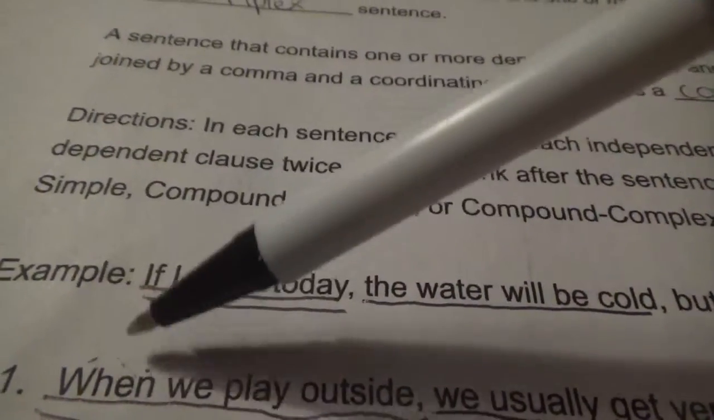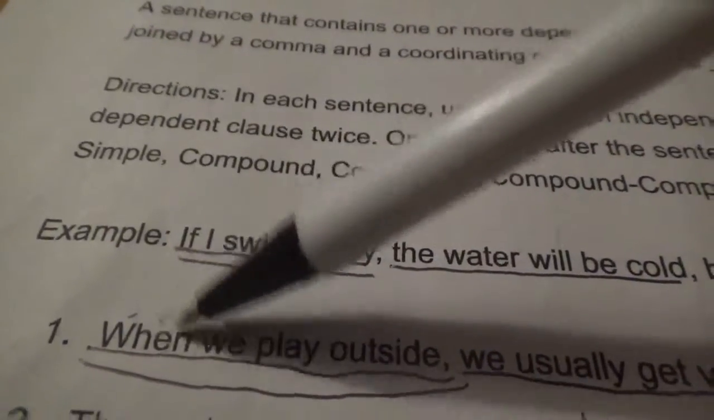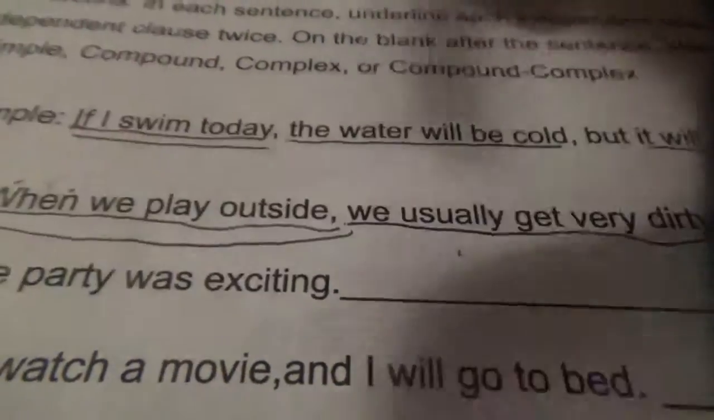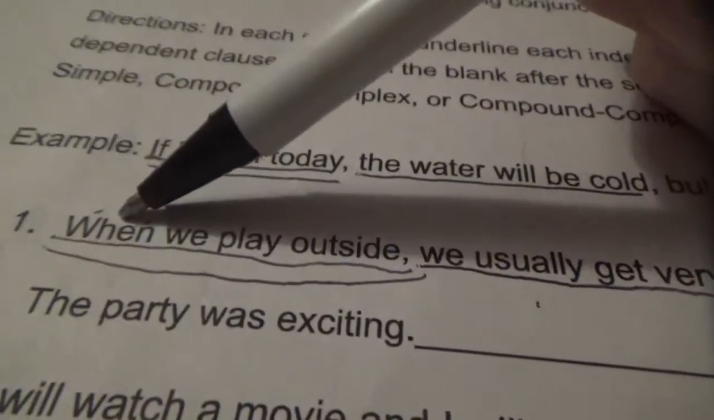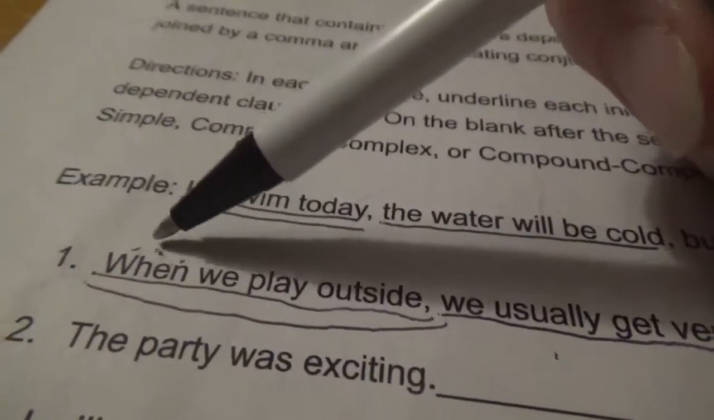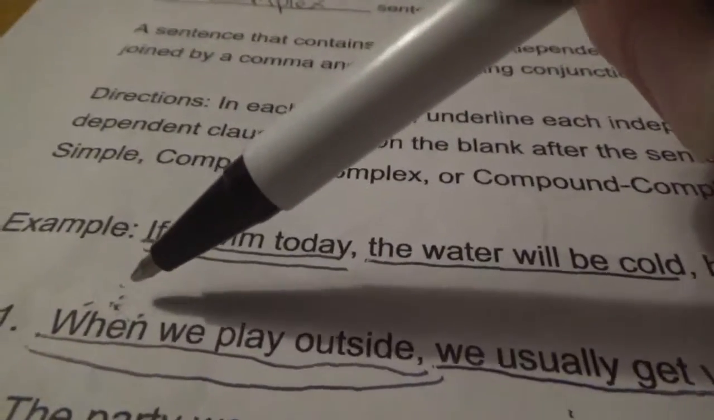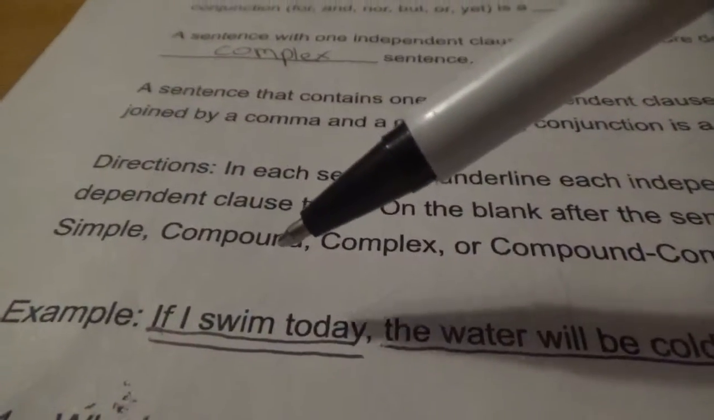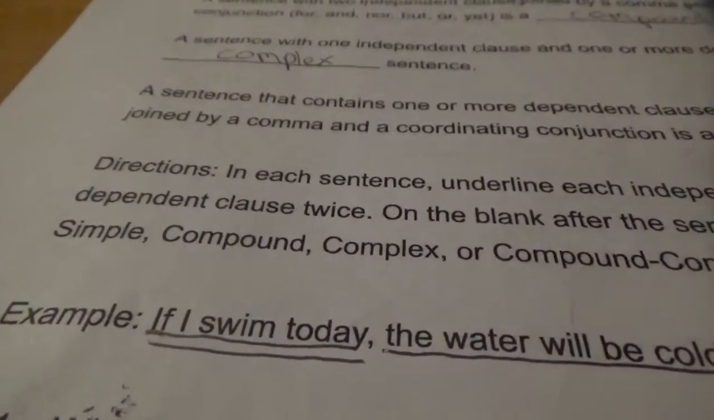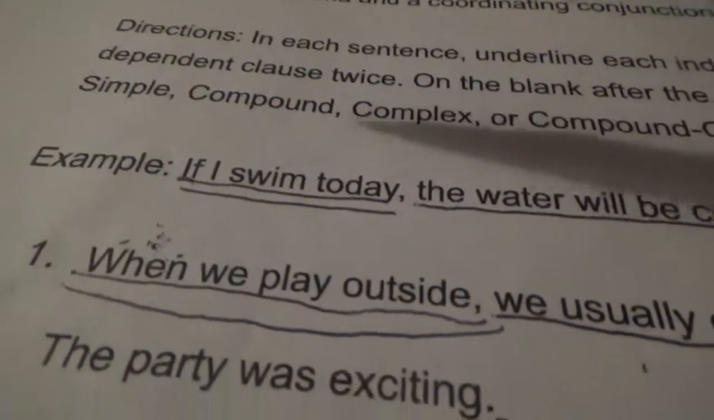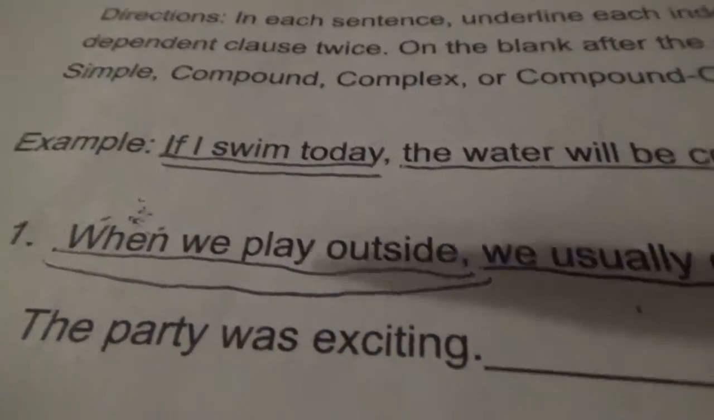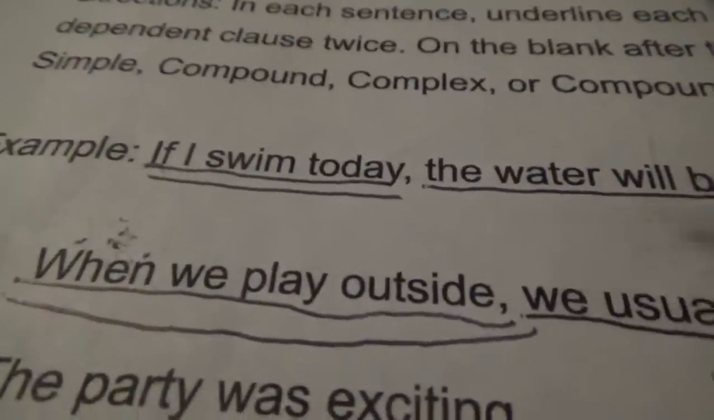Now, unlike our coordinating conjunctions, the subordinating conjunctions are part of the clause, because if we took it away, it would just say we play outside, and then it would be an independent clause. It could stand alone. So the subordinating conjunctions are part of the clause. It's what makes it a dependent clause. Coordinating conjunctions, when they're joining two independent clauses, are not part of either clause. They're just the word that's joining them.